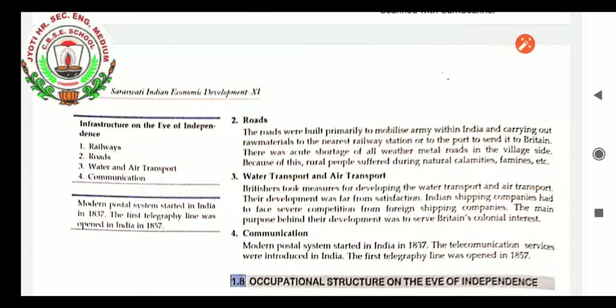Water transport and air transport were also developed by the Britishers, but of no use to Indians. Britishers took measures for developing water transport and air transport so that their work would become much easier after the roads and the railways. Their development was far from satisfactory. Indian shipping companies had to face severe competition from foreign shipping companies. The main purpose behind their development was to serve British colonial interests.